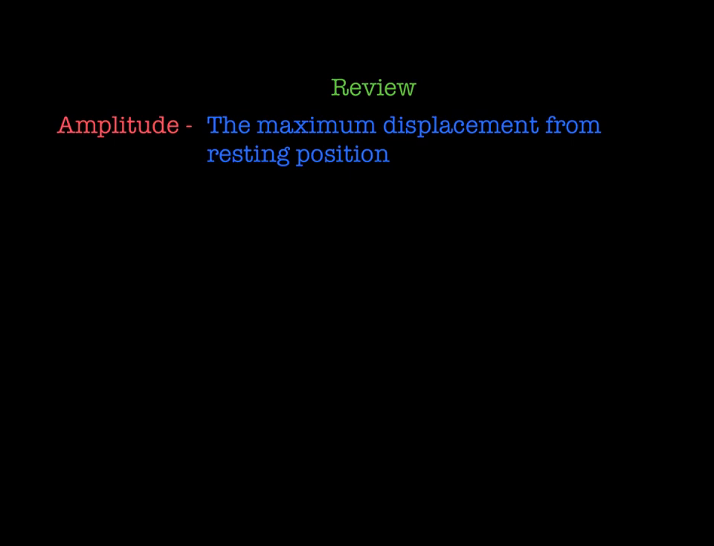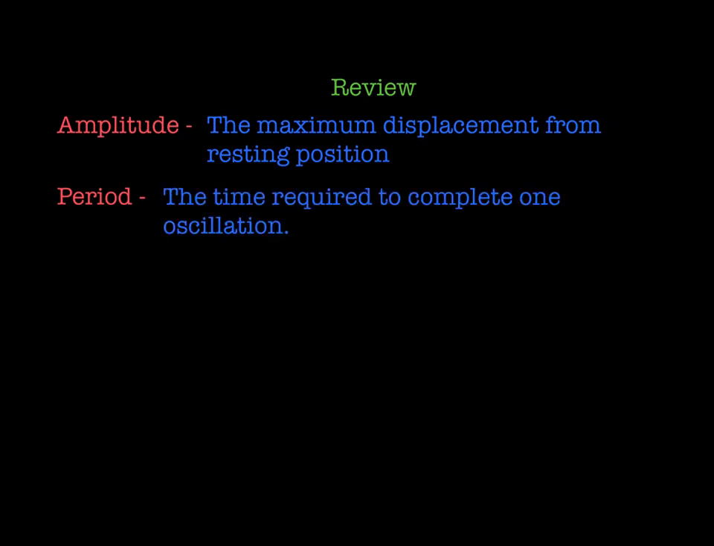So now let's review some of the simple concepts that we have gone over. First, we have amplitude. Amplitude is the maximum displacement from resting position. So for a spring, this is the maximum x that it gets from the spring constant k and the force. And for a pendulum, that is the angle that the pendulum is swung from its resting position. Now we have period. Period is the time required to complete one oscillation. It is signified by a capital T in equations, and it has the following formulas.